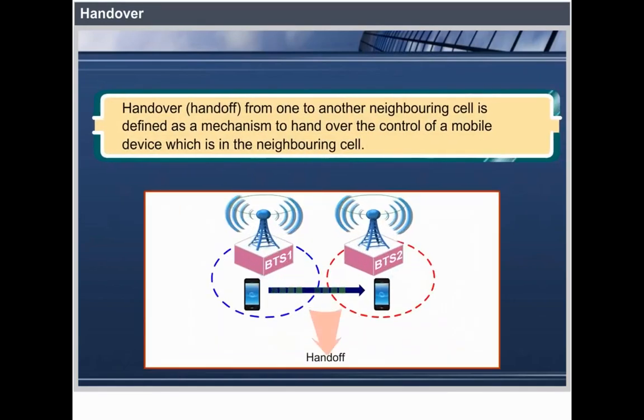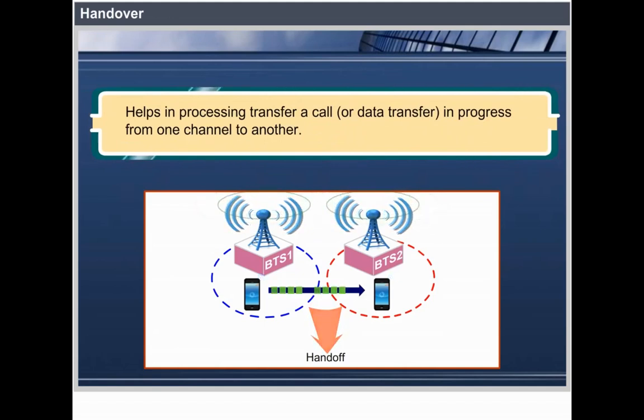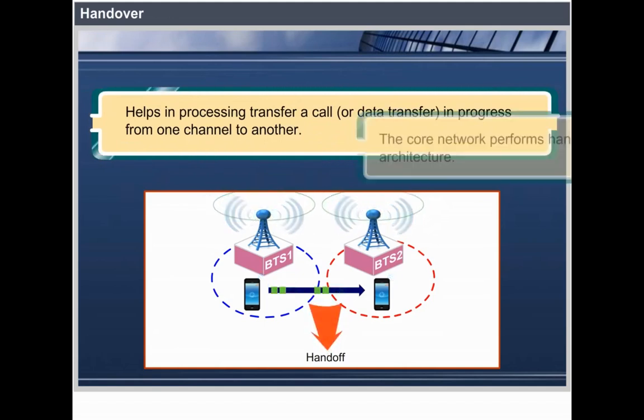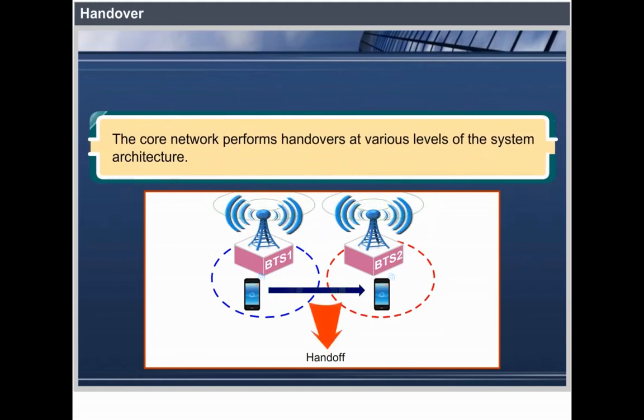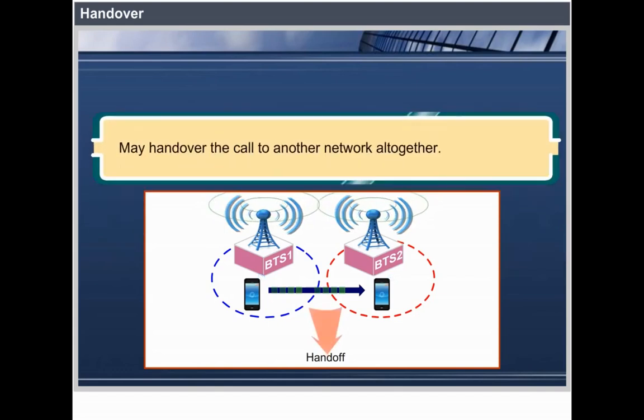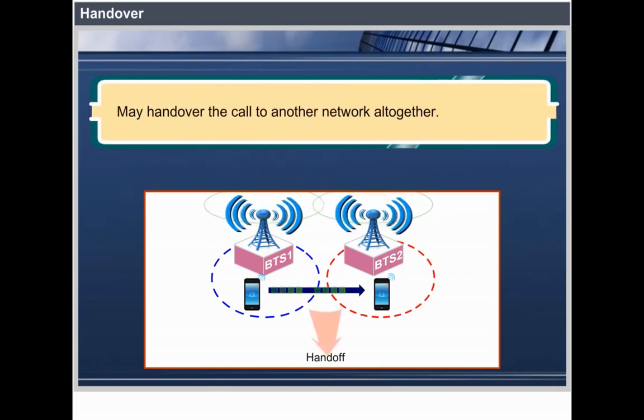Handover. Handoff from one cell to another neighboring cell is defined as a mechanism to hand over the control of a mobile device to the neighboring cell. It is the process of transferring a call or data transfer in progress from one channel to another. The core network performs handovers at various levels of the system architecture, and may hand over the call to another network altogether.